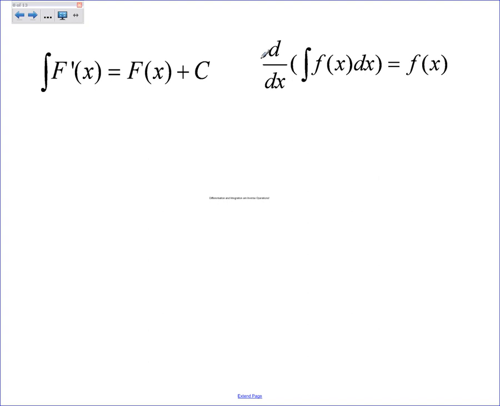Okay, so if I take the derivative of the antiderivative of some function, I get the thing back as I work. And you might be able to see that.